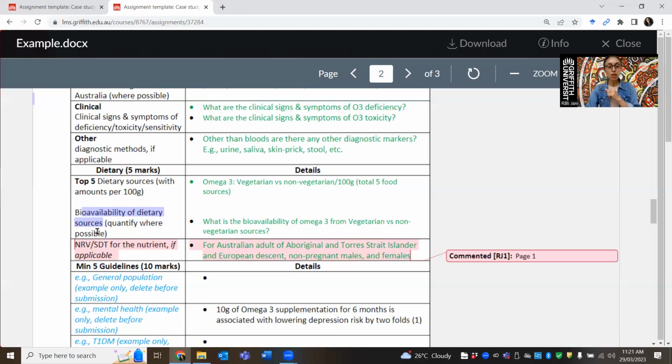Okay. Then this is again very standard, which is what is the NRV or the suggested dietary target. Okay, SDT for this nutrient for this information. Does that make sense? Okay, so this is very simple.